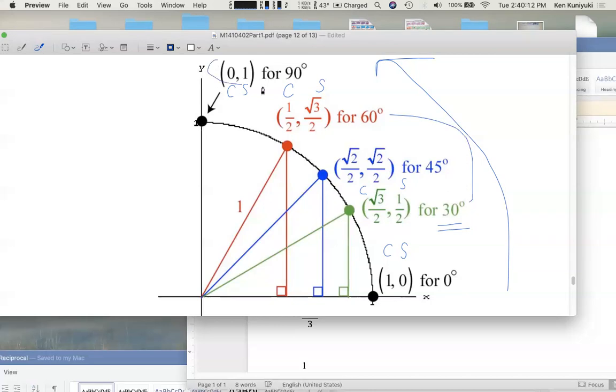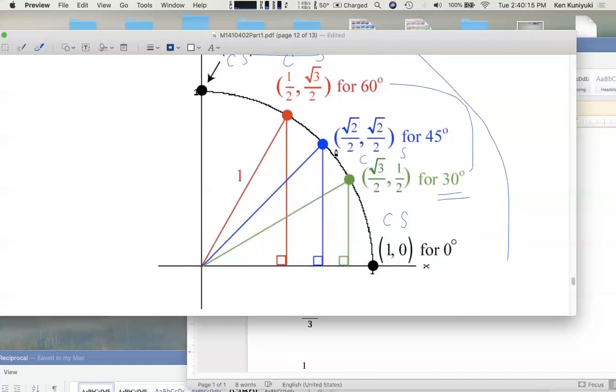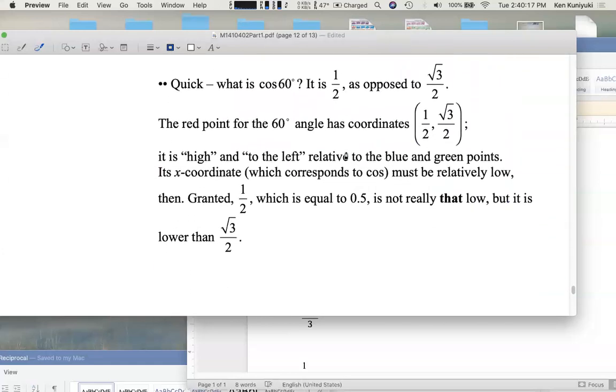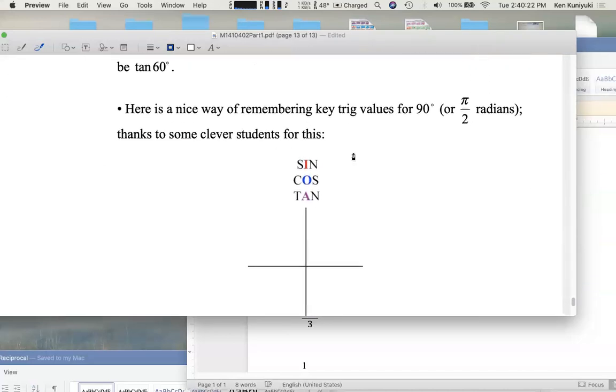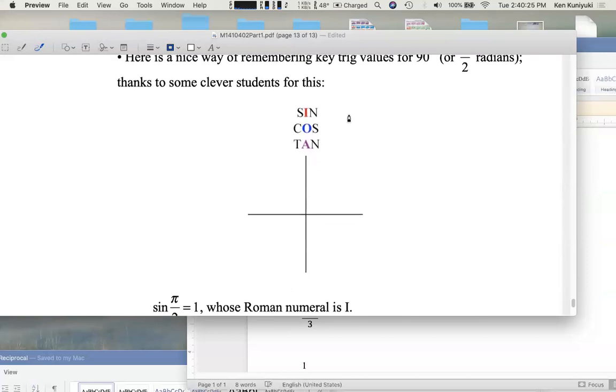Now, speaking of the 90-degree angle, there's a really great trick that some very clever students came up with. All right, this is a great trick over here. A couple of students came up with this. For the 90-degree angle, pi/2 radians, sine of 90 degrees is 1, cosine of 90 degrees is 0, tangent of 90 degrees is undefined. Can you see why the way I wrote these three abbreviations here really helps us?